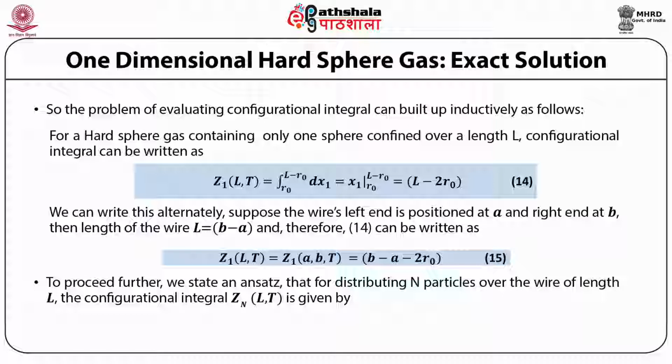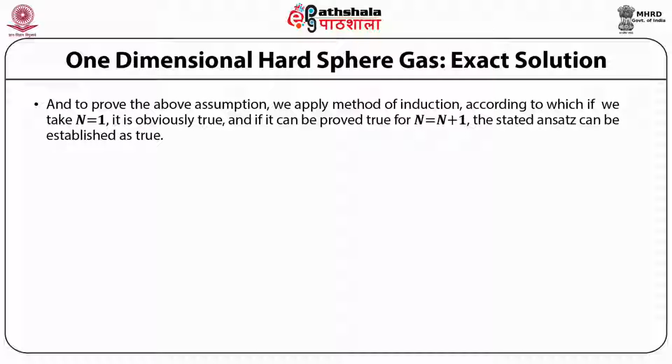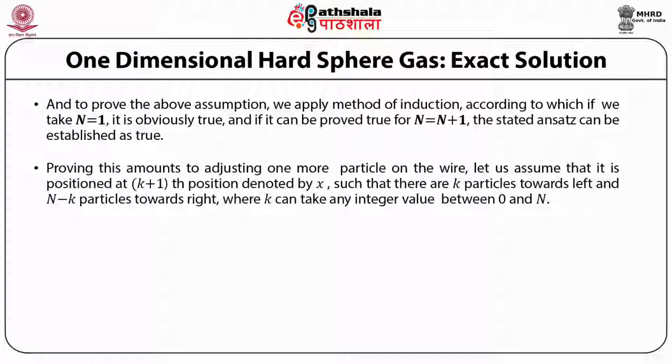To proceed further, we state an ansatz that for distributing n particles over the wire of length L, the configurational integral Zn as a function of L and T is given by Zn as a function of A, B, and temperature T is equal to B minus A minus 2R naught multiplied by N and whole raised to power N. And to prove the above assumption, we apply method of induction, according to which if we take N is equal to 1, it is obviously true. And if it can be proved true for N is equal to N plus 1, the stated ansatz can be established as true. Proving this amounts to adjusting one more particle on the wire.